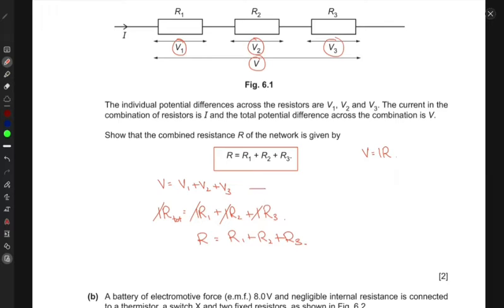So you have to remember this from conservation of energy. Sometimes it's also referred to as one of the Kirchhoff's laws, but Kirchhoff's laws is just the restatement of conservation of energy in terms of circuits, right? So essentially it is just the conservation of energy.